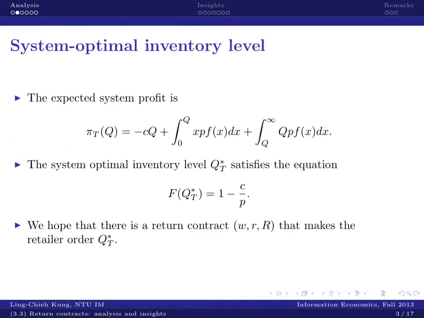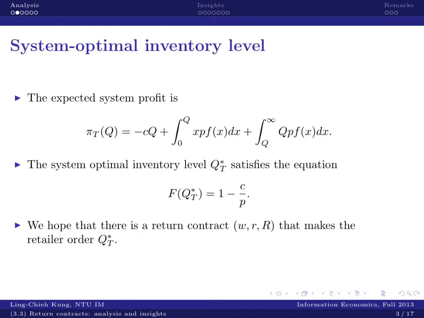Okay, so what we have done is to tell you that the expected system profit can be derived in this way. Actually, this is nothing but a newsvendor problem. The system optimal inventory level, which we call QT star, satisfies this equation, which is the usual newsvendor formula. We hope that there is a return contract with the three parameters W, R, and capital R that can make the retailer order QT star.